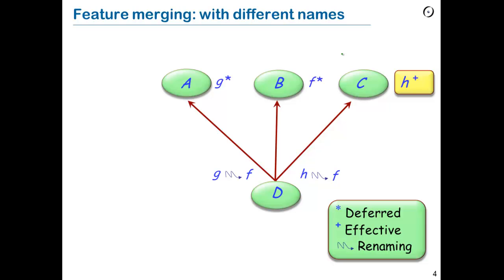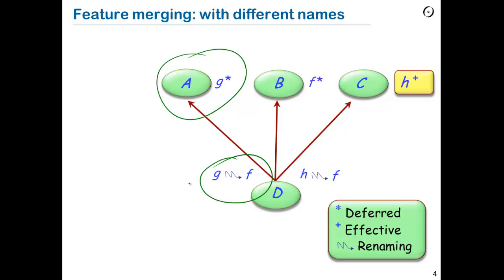Now, what if you want to merge some features from different classes, two of which, or n-1 of which, are deferred and one is effective, but they don't have the same name? Well, in that case you cheat. That is to say, you are going to use renaming not as we did before to remove a name clash, but in fact to introduce a name clash, which will be immediately resolved because only one of the clashing features is effective. So in a case like this, we are going, when inheriting from A, to rename G as F. This little squiggle here means rename.